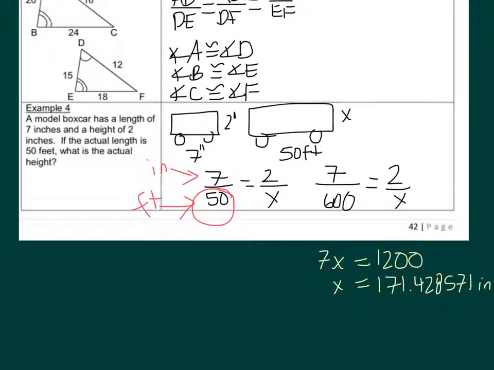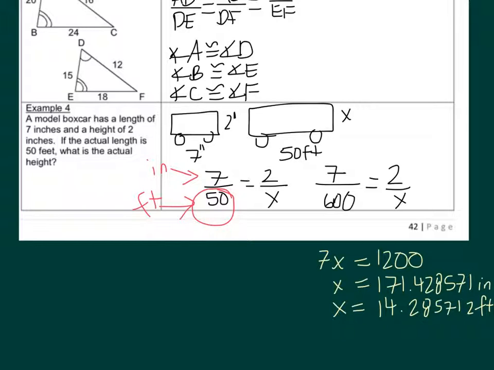Okay, what if I change this into feet? How many feet is that? Let's divide that by 12. I'll be your calculator again. If you divide by 12, that's 14.285712 feet. Still not pretty awesome. If you were really building a boxcar, there's no ruler that would actually take this out to 0.285712 feet. It's not really realistic. Let's just round to the nearest tenth here.